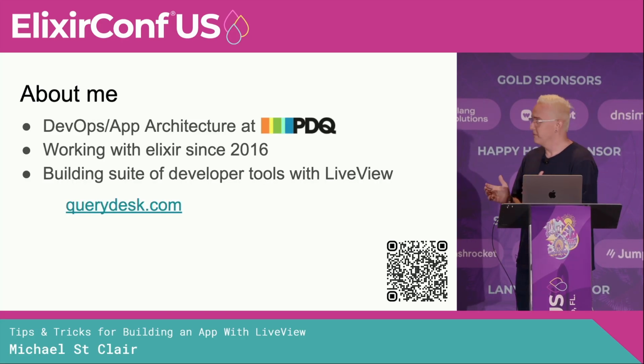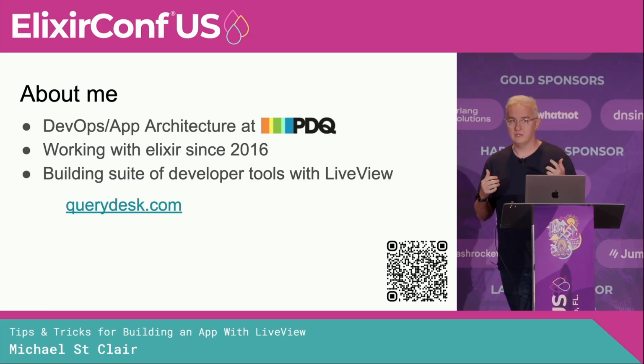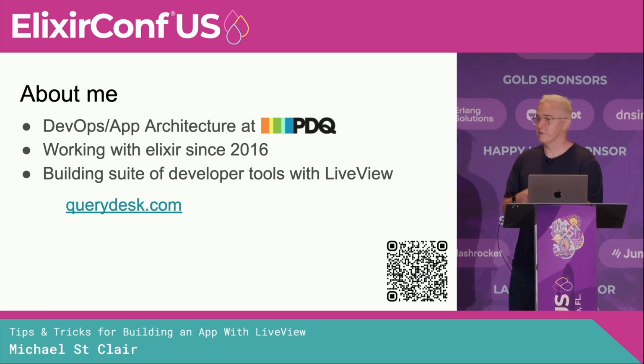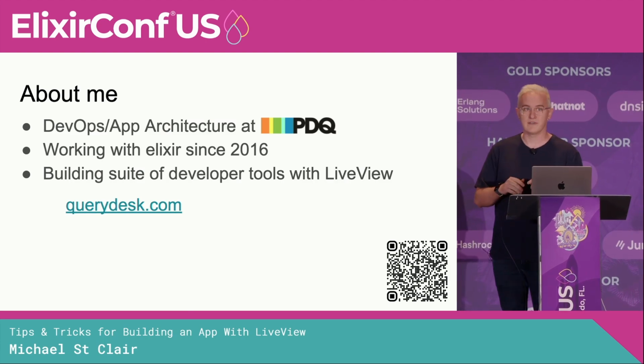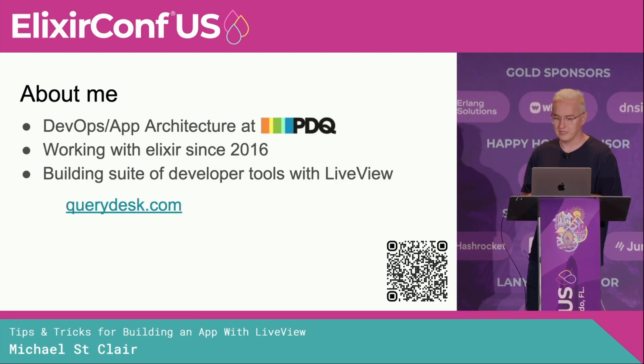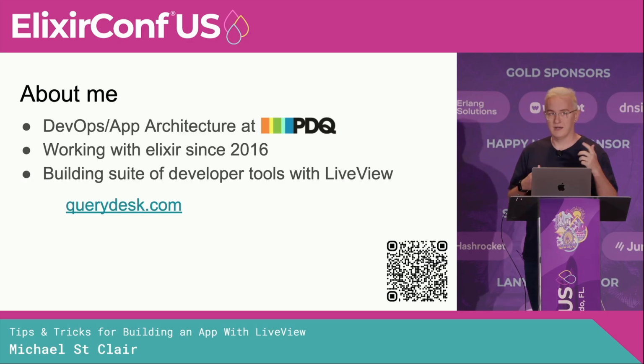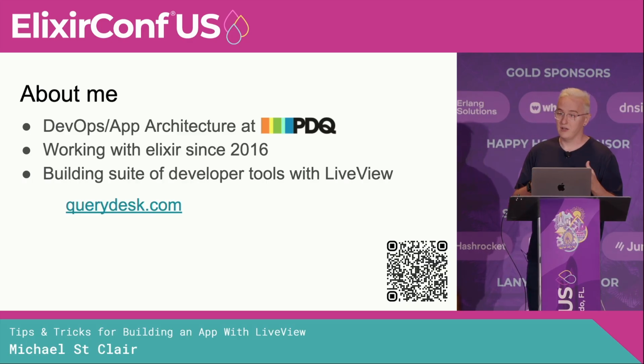So before I get started, just a little bit about me. I have been working with Elixir since 2016 when a startup I joined started rewriting a PHP application into Elixir. And from there, I have just continued to expand my Elixir skills and also work with DevOps and the interesting intersection of how those two come together. And I help our team at PDQ, both DevOps and app architecture, solving really interesting challenges.